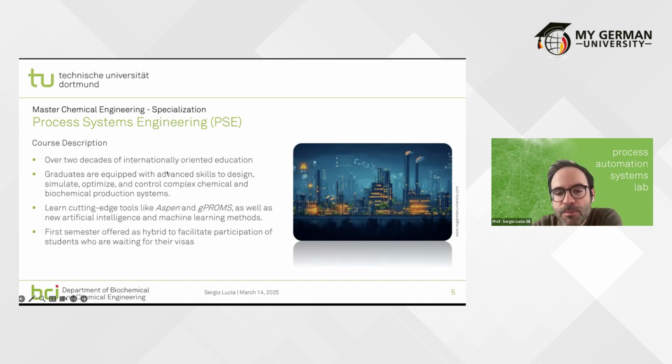When they finish the program, they are equipped with advanced skills to design, simulate, optimize, and control complex chemical and biochemical production systems. Okay, so this is the core of this process: designing, simulating, optimizing, and controlling complex chemical and biochemical production systems. You learn cutting-edge tools like Aspen, gPROMS, as well as new methods of artificial intelligence and machine learning that are becoming more and more popular also in process systems engineering.